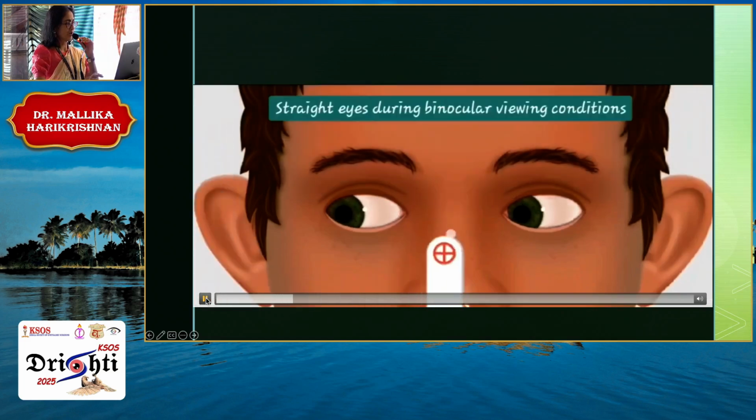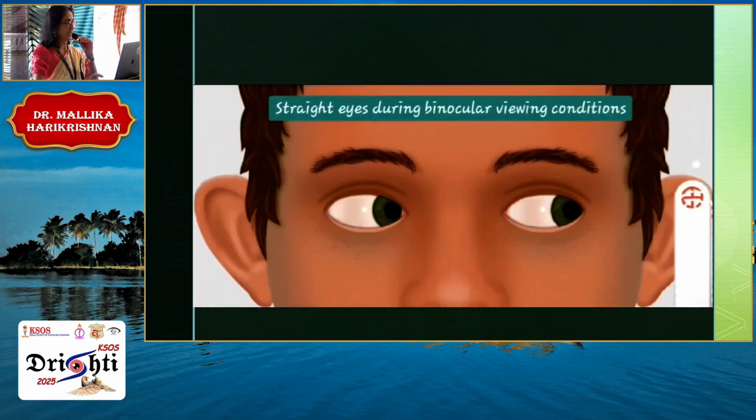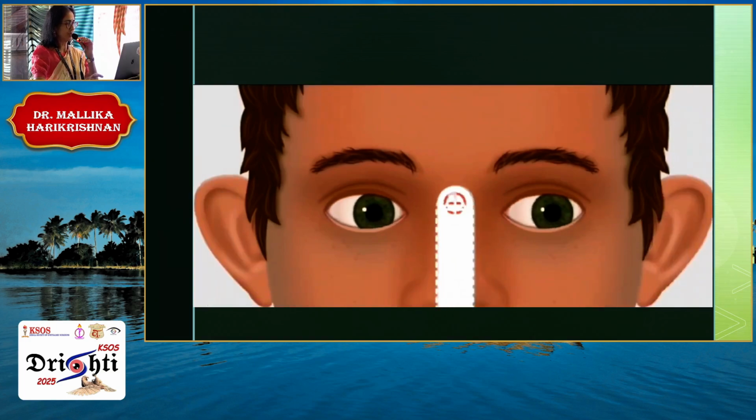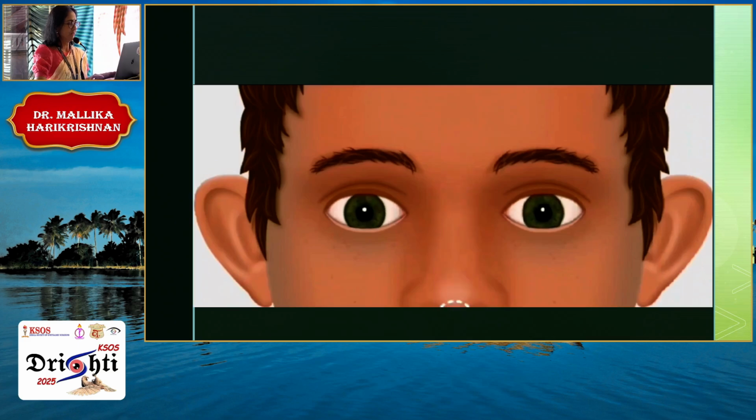This is a normal eye, the binocular viewing condition showing conjugate eye movement. What does that mean? When the right eye moves upwards, the left eye also moves up. When the right eye goes down, the left eye also goes down. So, in conjugate eye movement, the ocular movements obey Hering's law.